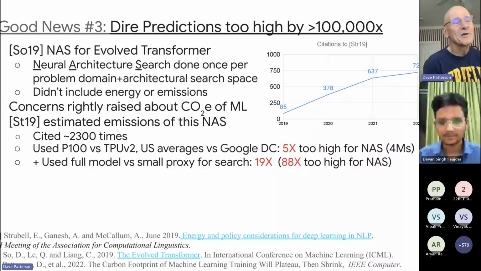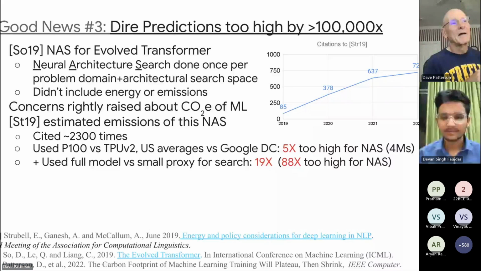Originally, the way neural architecture search was done, it was kind of brute force, and you used the full-size model to search the space, but that was expensive and slow. So neural architecture search got more efficient over time. And the Google people used a small proxy for that search that was much more efficient. In fact, it was 19 times more efficient.